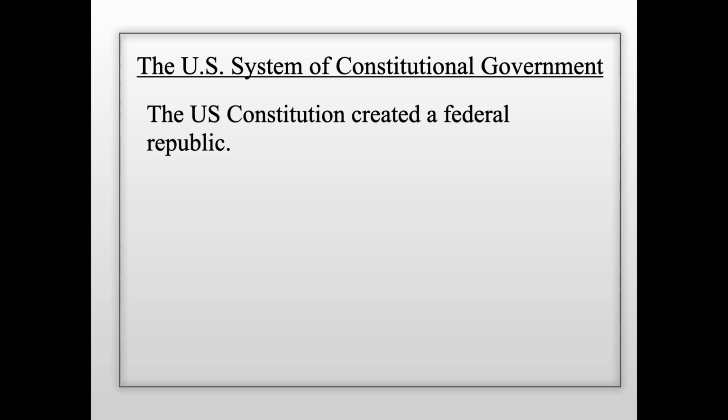Okay, so the type of government that the U.S. Constitution created is the type of government we call the Federal Republic. If you remember back to what I said during the first lecture, a republic is a form of government where people have the ultimate power of the government, but instead of exercising that power directly by voting on every single law and decision themselves, they elect people to represent them in the government. They elect mayors, governors, congressmen, the president to represent them.